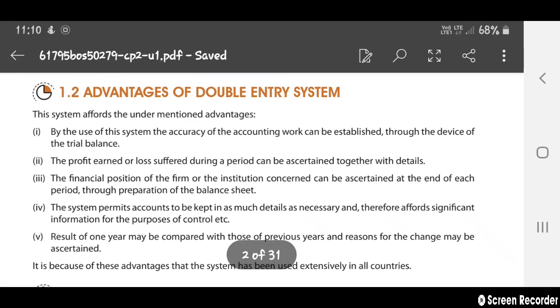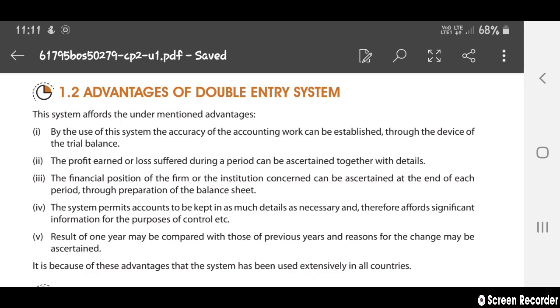First, by the use of this system, the accuracy of the accounting work can be established. Through the trial balance, you can know the accuracy of the accounting work done by the company. Next, the profit earned or loss suffered during a period can be ascertained together with details.